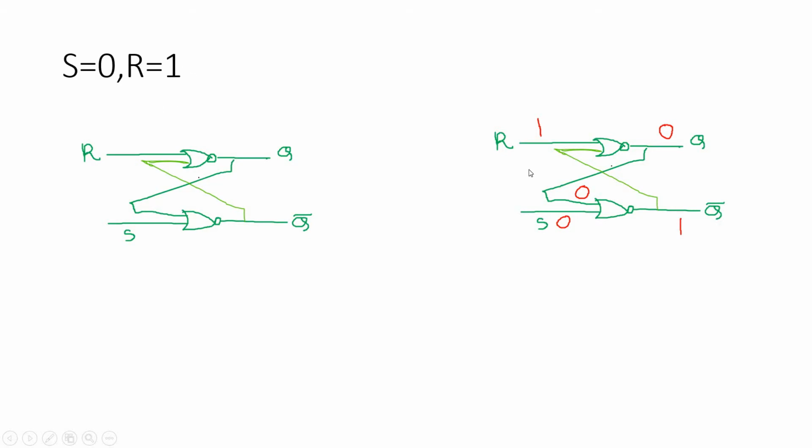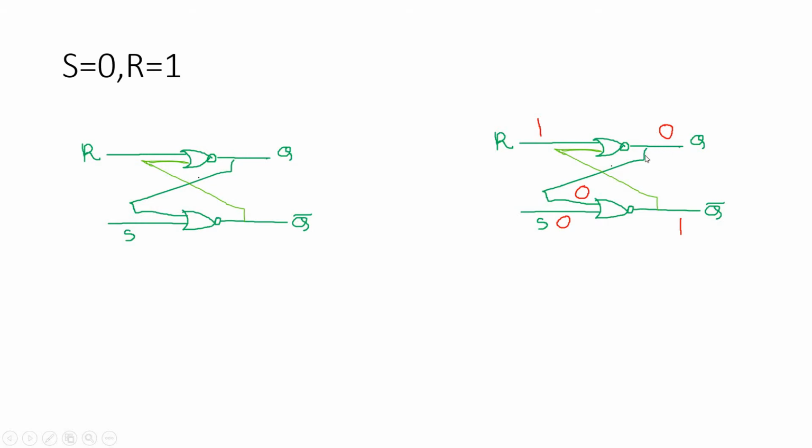If S equal to 0, R equal to 1 is satisfied, that means the set input is 0 and the R input is 1. Now no need to think about the second NOR gate, that is this one. Think about the first, or the upper, NOR gate. For this upper NOR gate at least one input is 1, so no doubt the output will go to 0, because we know from the basic working of a NOR gate that if at least one input is 1, the output will go to 0. So the output Q, that is the normal output, will be 0.